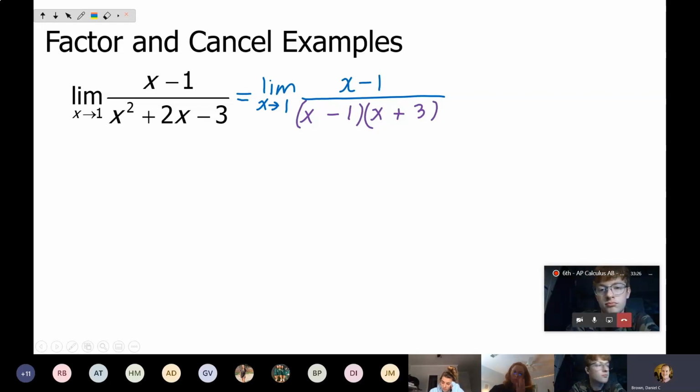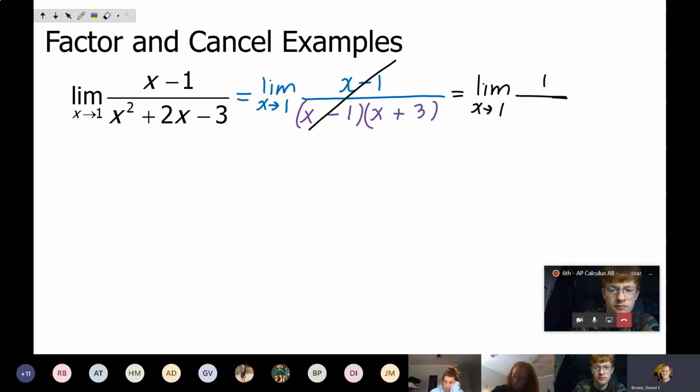Looking at this, I have factored. We see some factors that cancel out. The x minus 1s have canceled out. So this new problem becomes the limit as x goes to 1. We just have a 1 left over on top, and an x plus 3 left over in the bottom. Are we able to do direct substitution now?